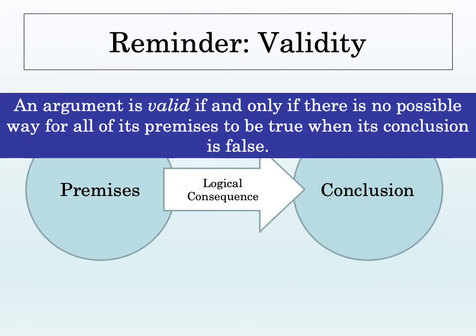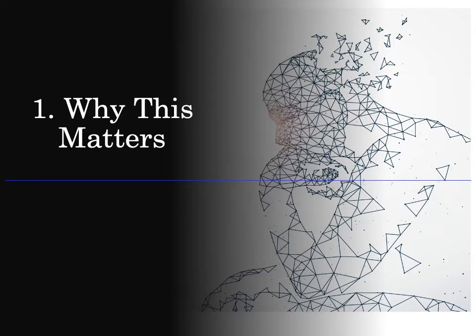Speaking of valid arguments, here's just a quick reminder. An argument is valid if and only if there is no possible way for all of its premises to be true when its conclusion is false. I repeat, this is the single most important concept in the class. You with me? So why does this matter?